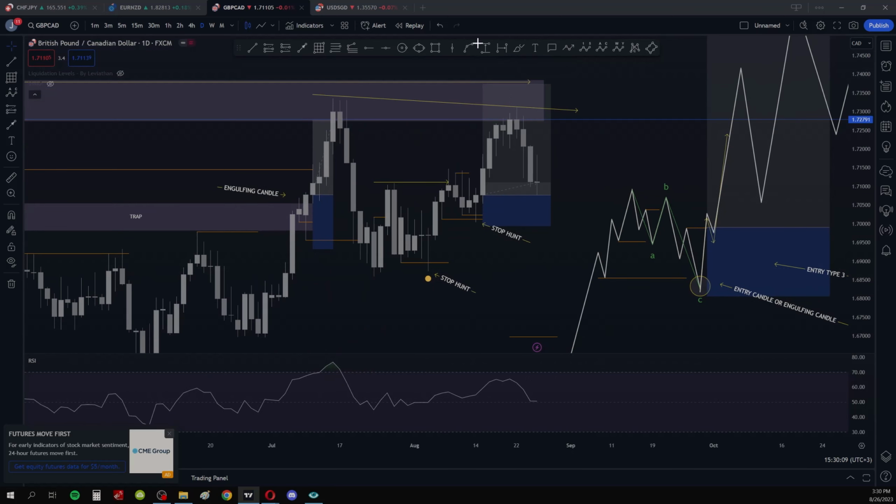So we have this 1, 2, 3 taking out, and then we have this 1, 2, 3 going down. And in this case, as you can see, this low was not broken.